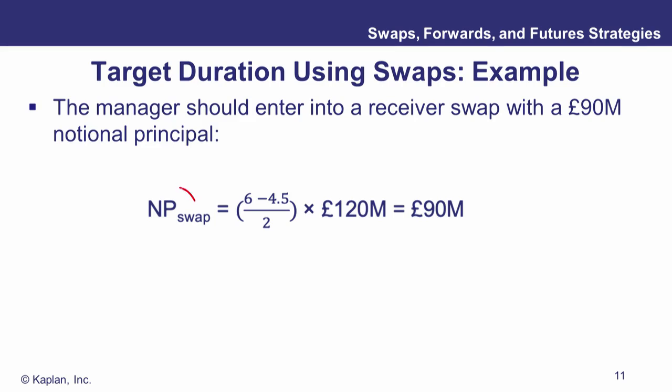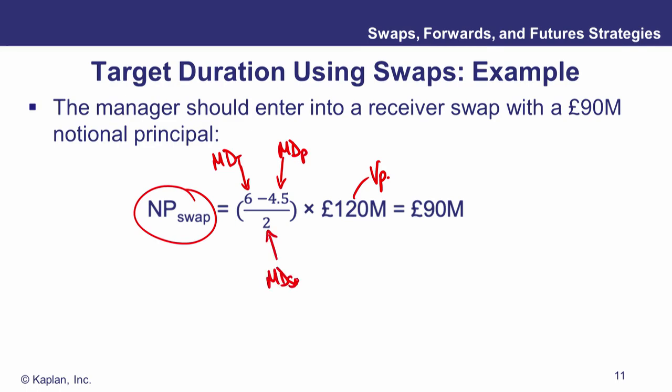required. The notional principal required is value of the portfolio multiplied by target duration, technically it's modified duration, minus current portfolio duration relative to the modified duration of the swap. So here we've got 6 minus 4.5, that's 1.5. We're dividing that by 2, so that is 1.5 over 2, that's 3/4. Okay, and then we're multiplying that by 120 million, and reassuringly that comes out at 90 million. Now that's a very common exam question, so make sure that you can do that little calculation there.